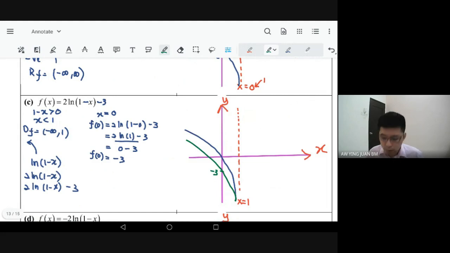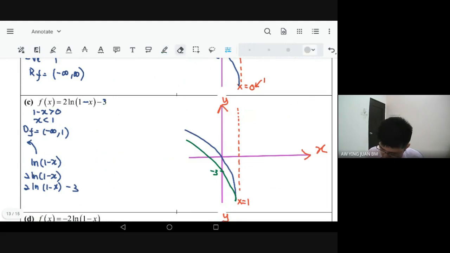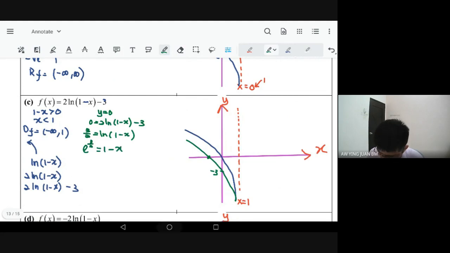So, next, what do we need to do? We need to find when y equals 0. So, when y equals 0, what is the value of x? It means we want to focus on this area. Can? Okay, let's substitute. So, 0 equals 2 ln(1 minus x) minus 3. Transfer or rearrange. So, we have 3 over 2 equals ln(1 minus x). So log form is changed to index form. So e to the power of 3 over 2 equals 1 minus x. Next, x equals 1 minus e to the power of 3 over 2.